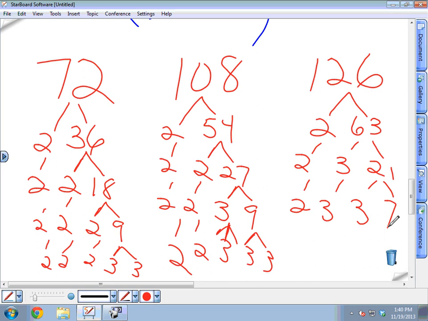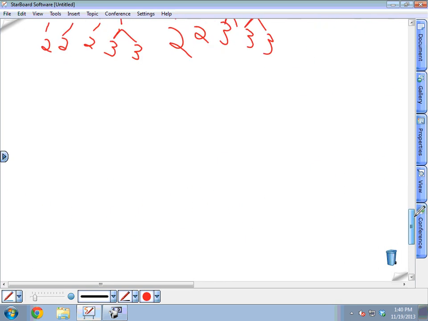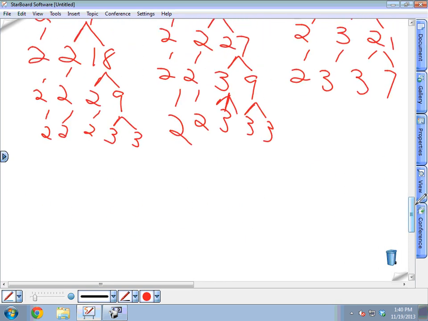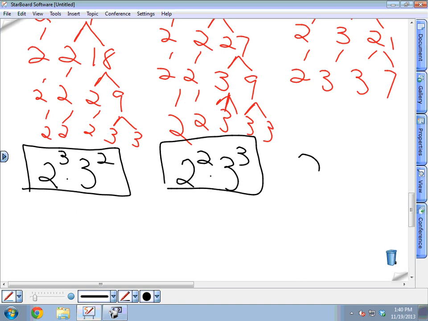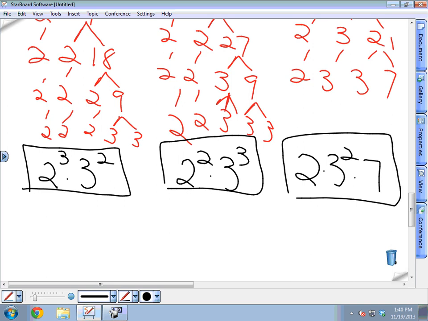To find the least common multiple, take the greatest power of each prime factor. So this is why we have to break them down into exponents. So let's leave it like that. This one here was 2 to the third power times 3 squared. That was for the number we had up there. This is 2 squared times 3 to the third power. This one was 2 times 3 squared times 7. Okay? The greatest power of each prime factor.